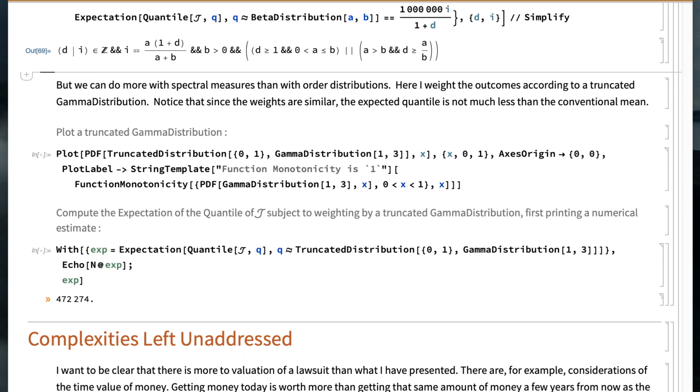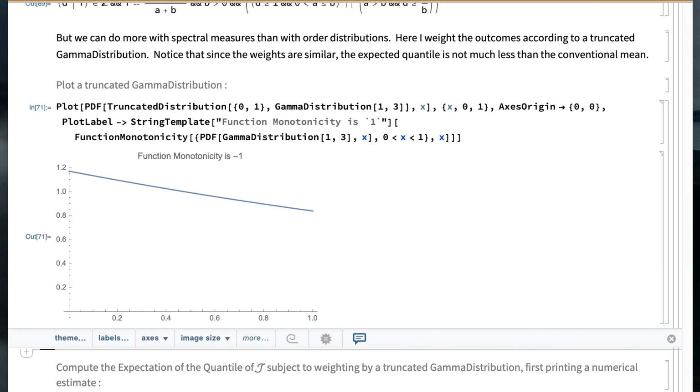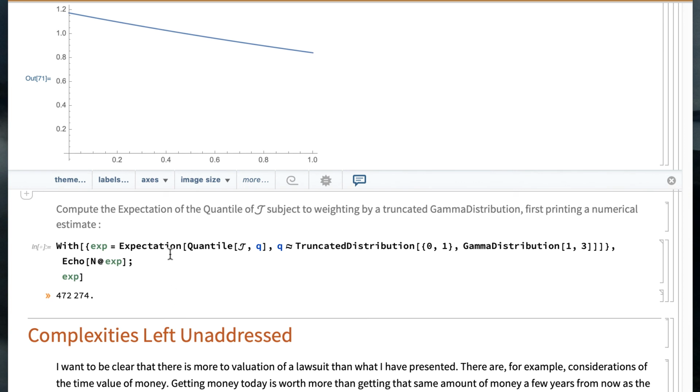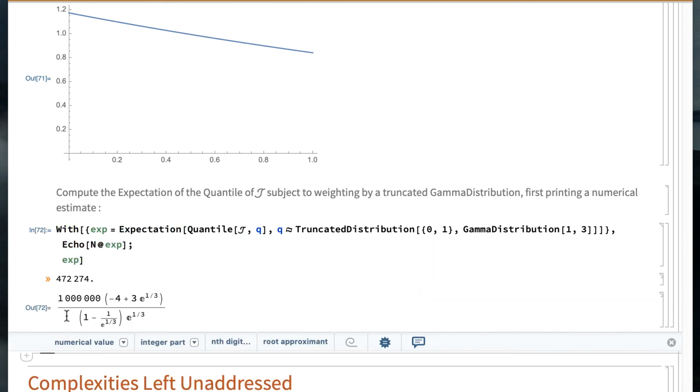So supposing, for example, I believe that the proper weighting is a truncated gamma distribution. Here's a picture of a truncated gamma distribution. And you can see it's only slightly downward sloping. This would correspond to not a lot of risk aversion. These good outcomes are not weighted that much less than these bad outcomes. And so now we can use this approach of the expected quantile to actually compute how much our lawsuit is worth. And that's the exact value, and it's printed out an interim value along the way through my use of the echo function there.